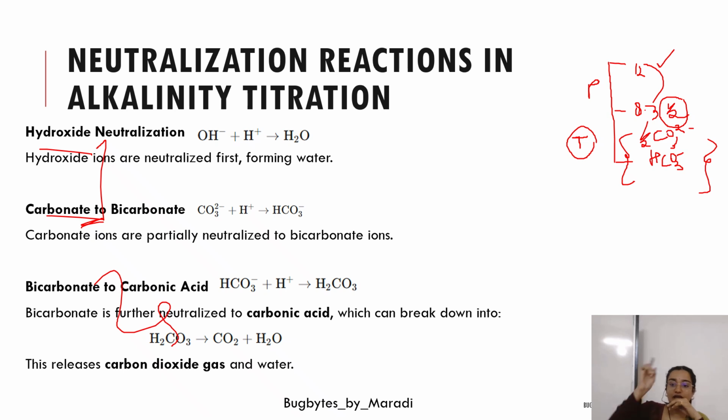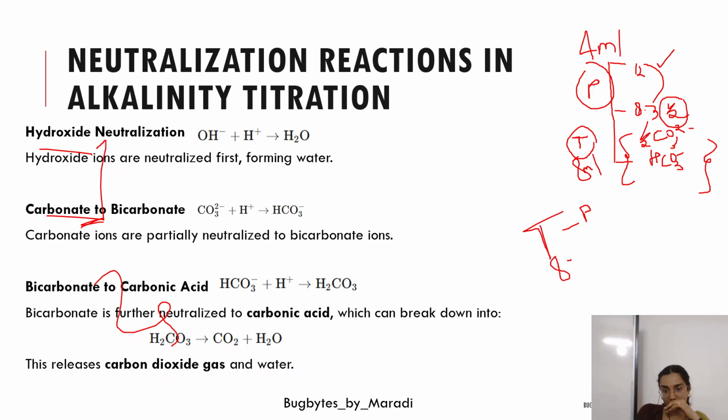That is nothing but T minus P. Just imagine for phenolphthalein you have got 4 ml, and for total you have got 8 ml. So here it is 8 minus 4, that is 4. So 4 ml to neutralize this, and 4 ml to neutralize this.